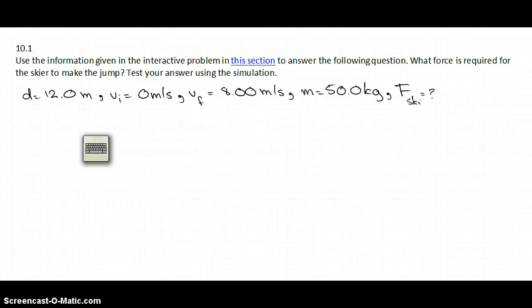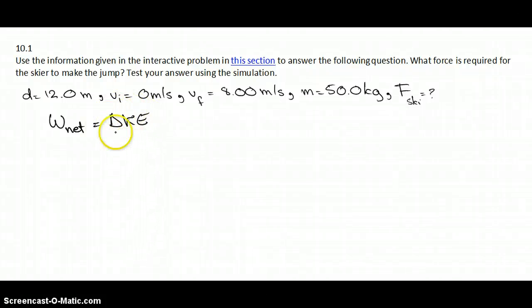I know that the net work done on an object is equal to the change in its kinetic energy. So, I can find the kinetic energy in the beginning. I can find the kinetic energy in the end. So, that takes care of this part. And from the work, I can find the force.